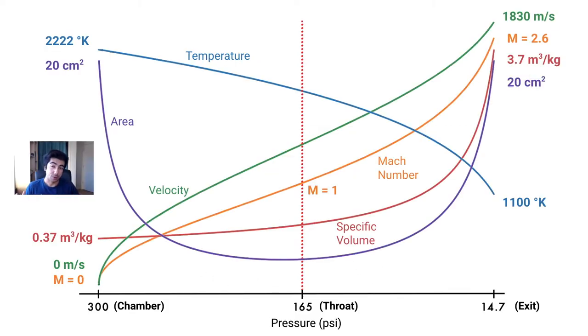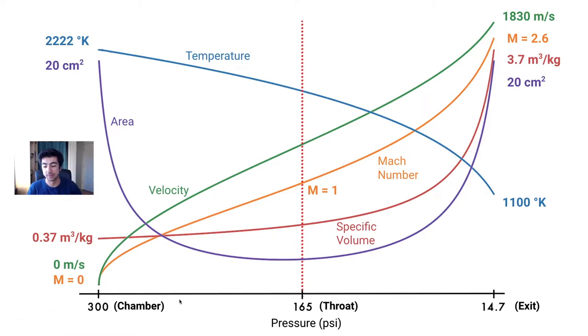So with all these different equations and all these different properties at different points in the nozzle, it can get pretty confusing to get a holistic idea of what's going on at these different points in the nozzle expansion process, and how the different properties are relating over the course of this expansion. So what I've done here is come up with a specific example with some particular numbers and plotted exactly what is happening with these different properties as they expand in the nozzle.